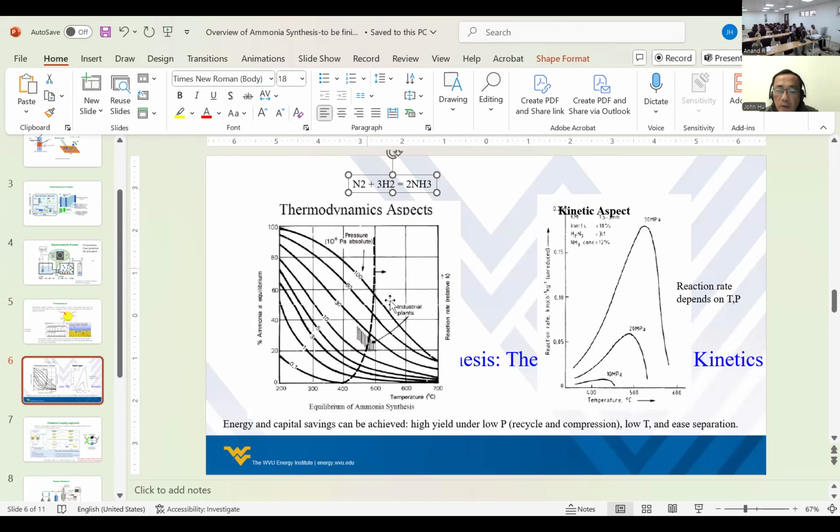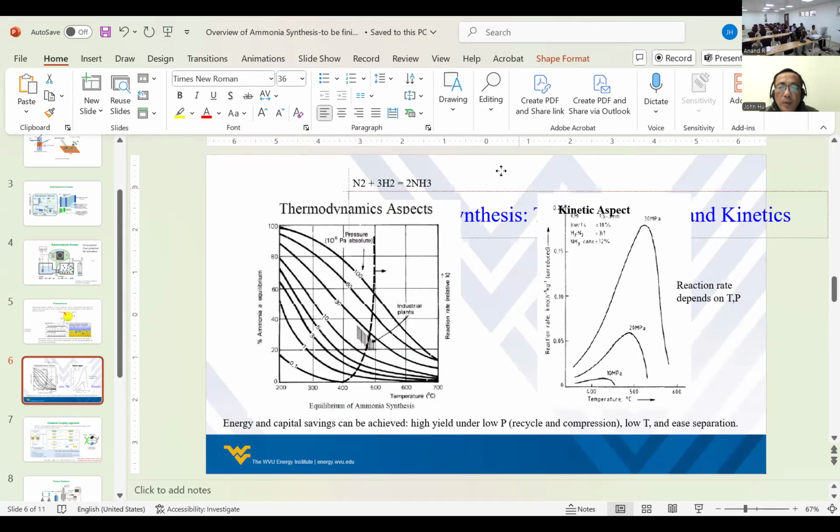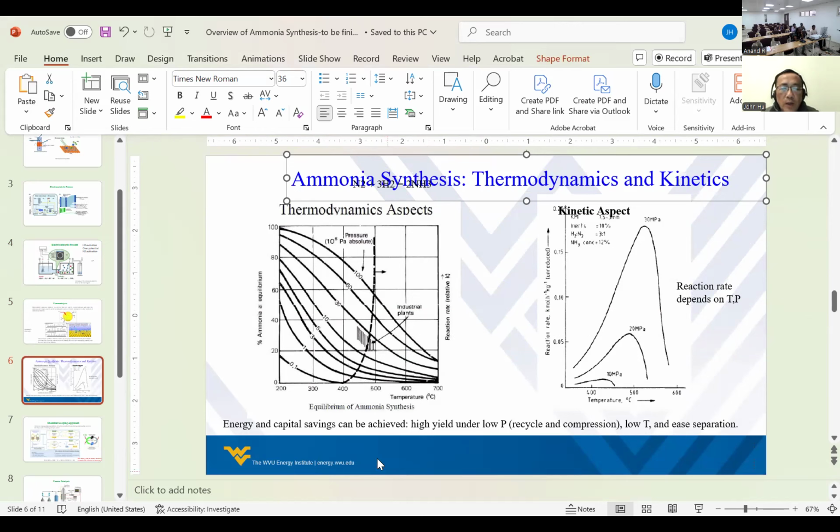So that's why this curve is already in the textbook. In the textbook means they published it and put it in the book. So what does this mean? This is the thermodynamic equilibrium curve. On the x-axis is the temperature, on the y-axis is the ammonia concentration. Each curve is a pressure, in bar. So let's say this one is 0.1, ambient pressure, and at ambient pressure, I would say at 300 degrees C, you barely get, probably, 5% of ammonia at equilibrium.